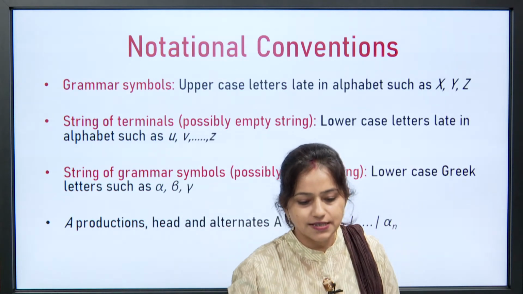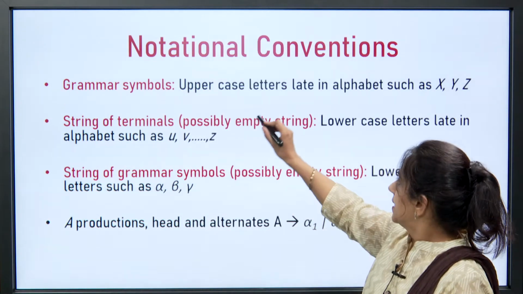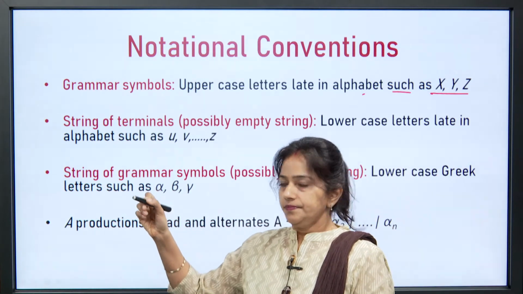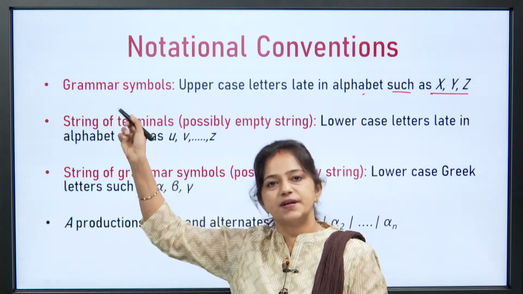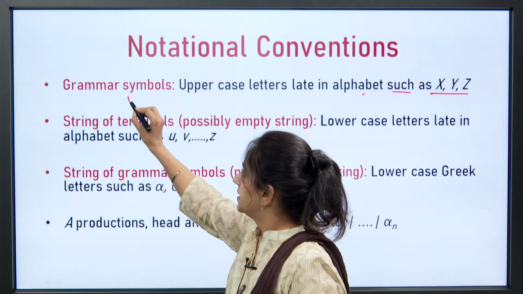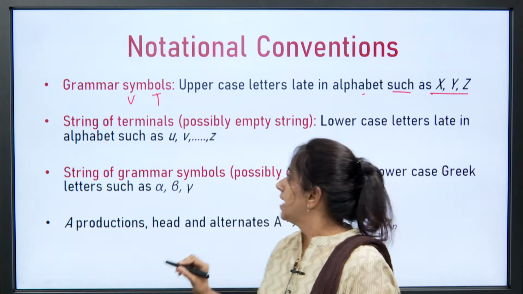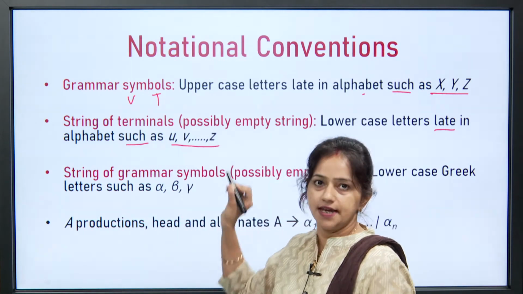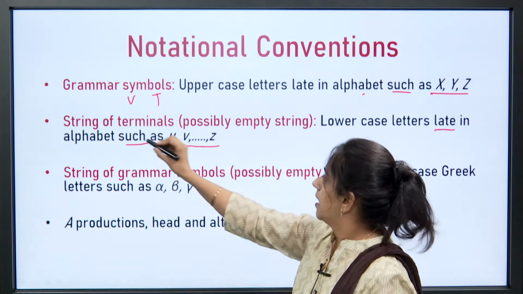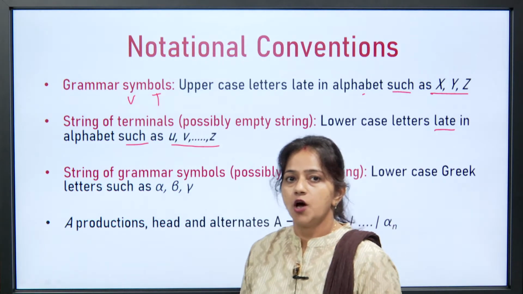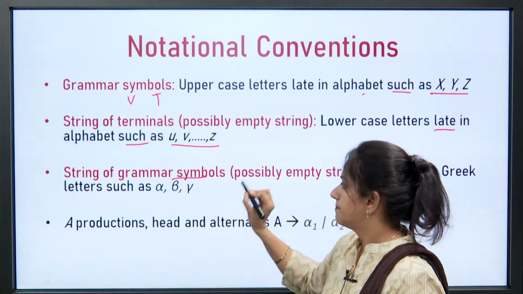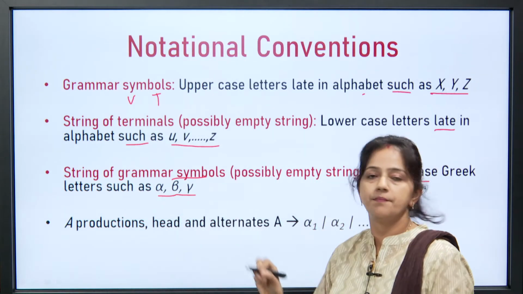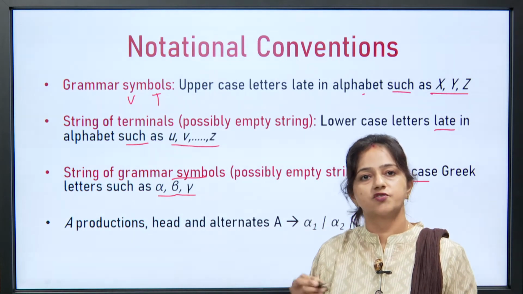Now, other terminologies like grammar symbol. Uppercase letters late in the alphabet X, Y, Z can be treated as grammar symbols. A grammar symbol can be a non-terminal or a terminal, any symbol. Now, lowercase letters late in the alphabet like u, v, z can be used as strings of terminals. Now, next is string of grammar symbols. Lowercase Greek letters such as alpha, beta, gamma can be used as a string of grammar symbols.